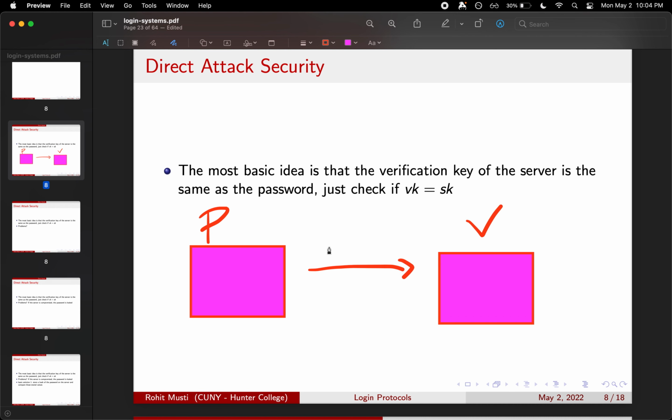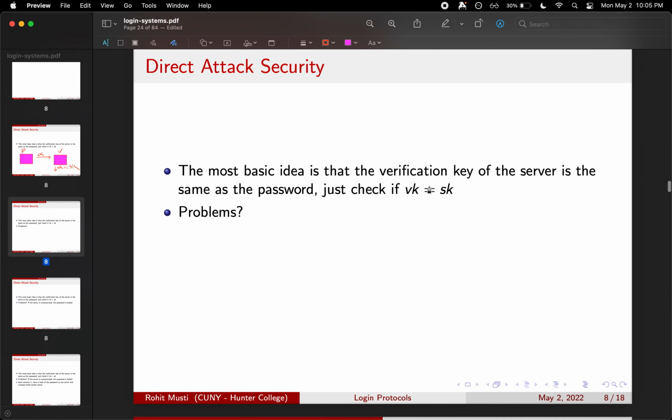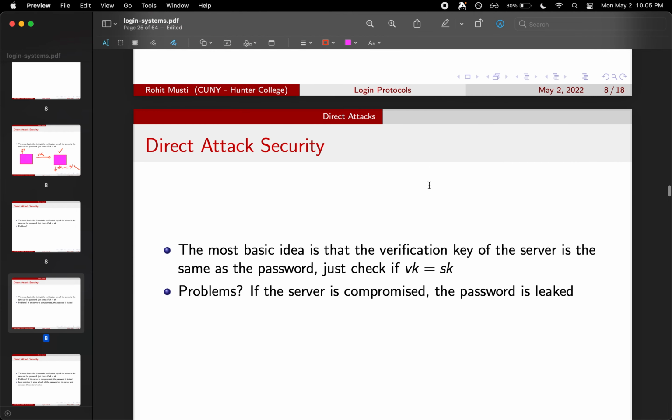Prover sends the secret key to the verifier, who then outputs whether the verification key is equal to the secret key. So you can see this is the most basic security. Well, are there any problems with this notion of security? Well, if the server's compromised, the password's leaked, right?